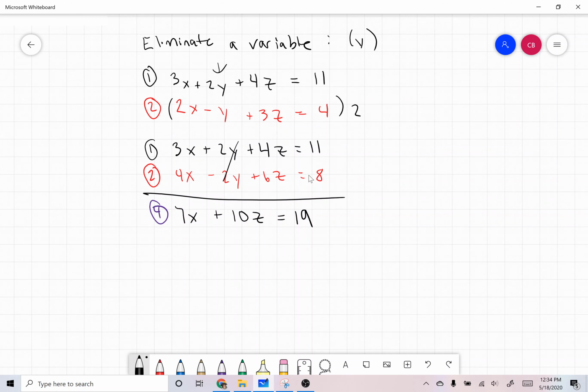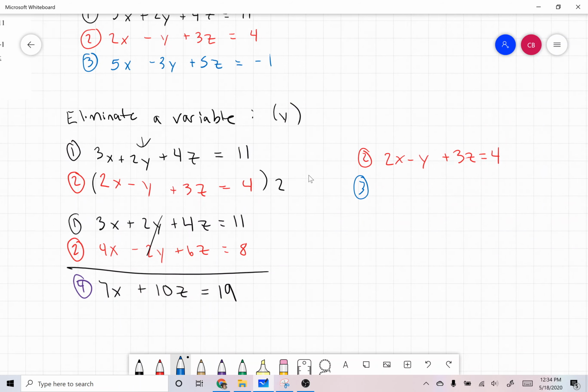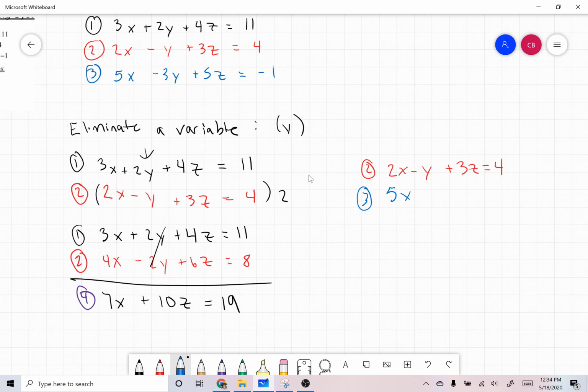So let's go ahead and use another one. We're going to use 2, because I like that negative y. So I have 2x minus y plus 3z is equal to 4. That's the original. And we're looking at 3 now, and 3 was 5x minus 3y plus 5z is equal to -1. Okay, so I'm going to eliminate y again.